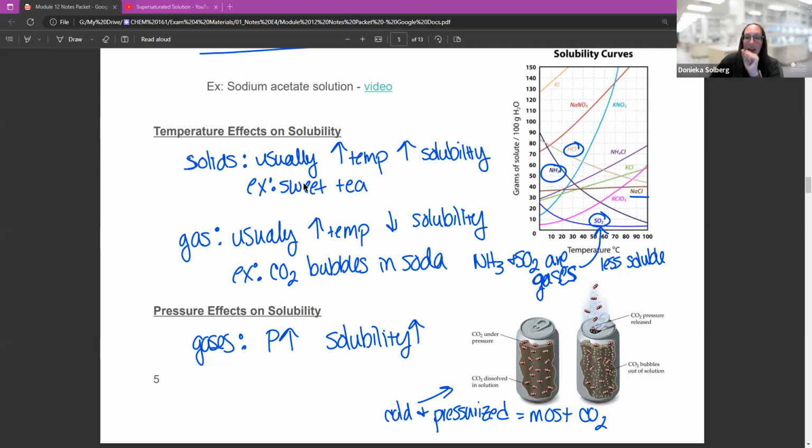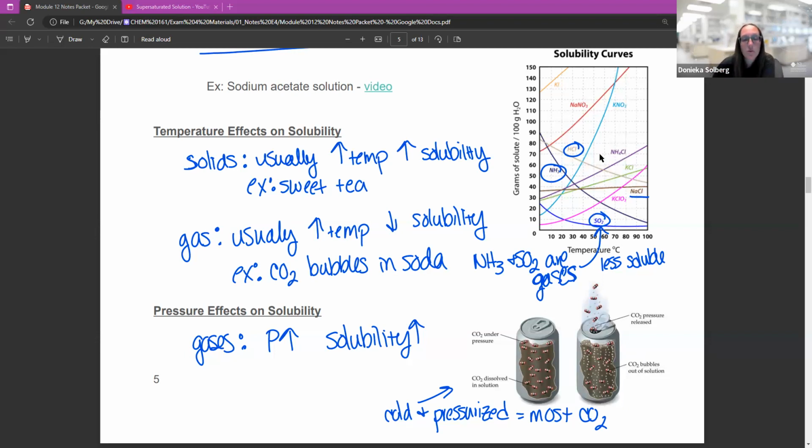Okay. Now, gases, on the other hand, are actually the opposite. Usually, if you heat them up, they are less soluble. I want you to think of soda. We usually drink soda cold, and that is because if it's cold, more of that CO2, those bubbles, are actually dissolving into the liquid. If it's warm, it's going to be really flat. Not as many gas particles are going to be dissolved. So gases are usually less soluble as you heat them up. Think of the fact that soda is more bubbly when it is cold, CO2 bubbles in soda.